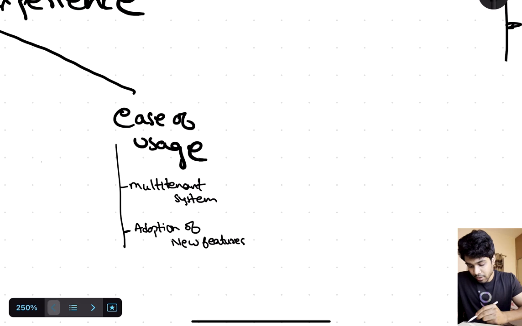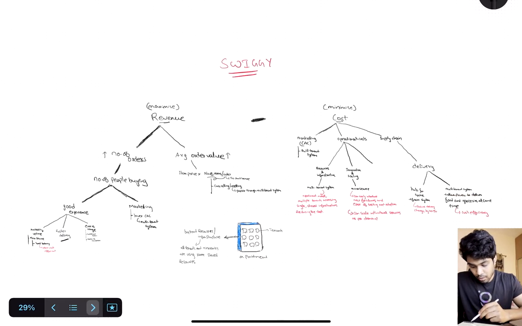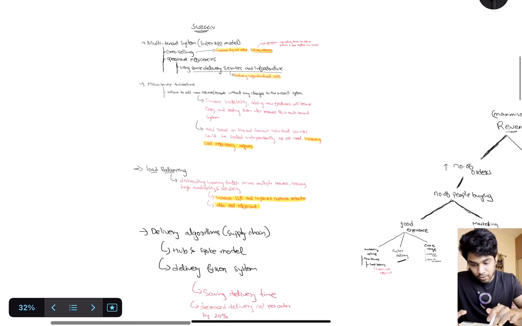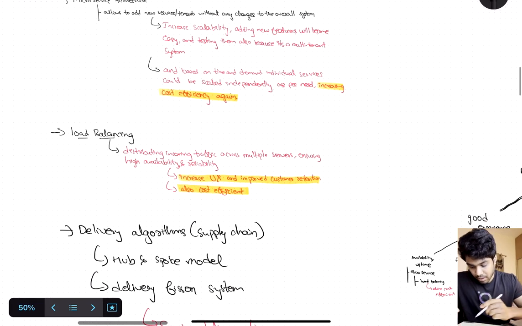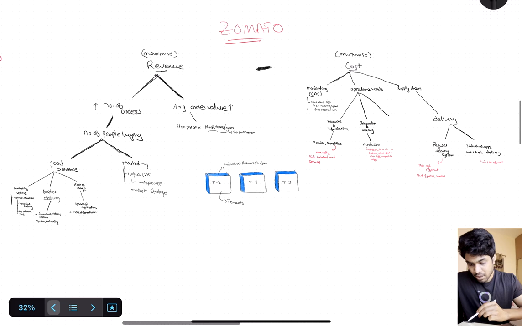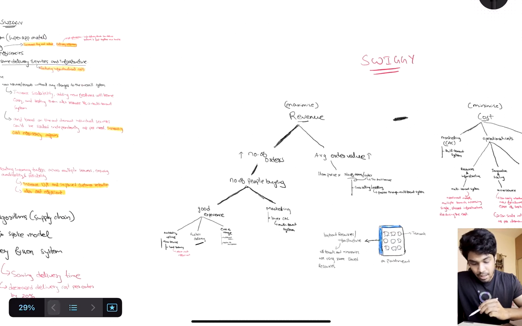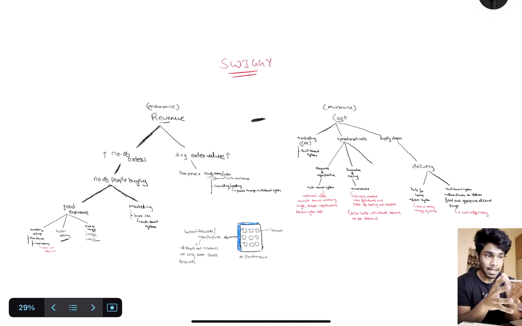And adoption of new features. So we're going to talk about how the multi-tenant system handles that. Basically, let's take an example. Swiggy has a single architecture. It has your Instamart, your food delivery and Genie inside the same thing. And if you want to add a new feature, a new service into it, you add it as another tenant, right? You add it as another application.